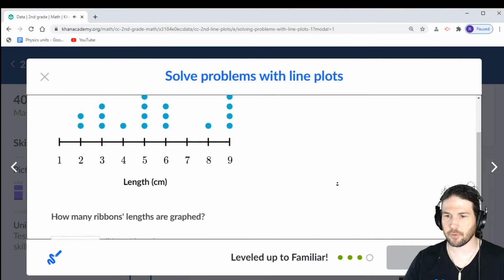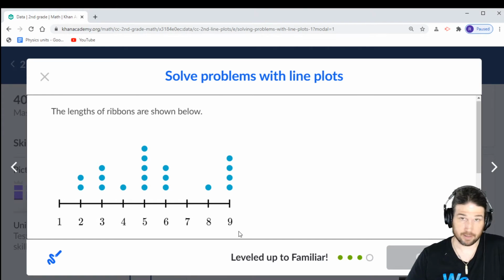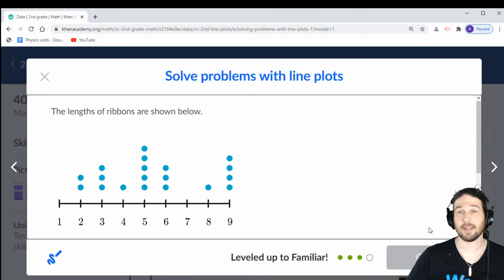We've got some lengths of ribbons. How many are graphed total? So we're just going to count up all the dots. 4, 5, 6, 7, 8, and 5 is 13, 14, 15, 16, 17. I see 19 total dots. Take a moment, pause the video, count them up yourself, make sure I got it right. I see 19 total ribbons.